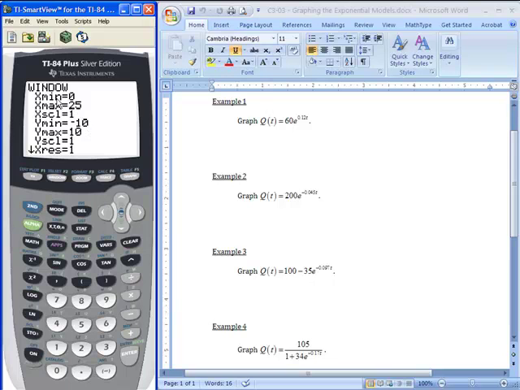And what zoom_fit does is it takes a look at your x-min and your x-max, and it looks at lots of different values in between, and then it figures out in that range of values where the smallest value is for y and where the largest value is for y, and it uses those for y-min and y-max. So it fits the vertical part of the calculator to fit the graph very nicely.